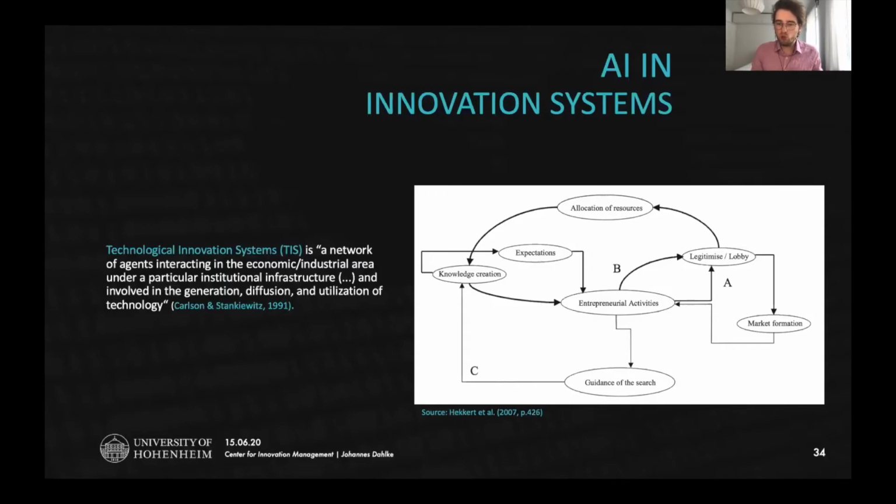The second motor starts with entrepreneurial activities, and they lobby for allocation of resources, more resources to do R&D through government funding, but also through attracting venture capital, right? And this in turn leads to more knowledge creation, and in turn leads to more entrepreneurial activities. And we see both motors really kicking in right now for the AI technological innovation system.